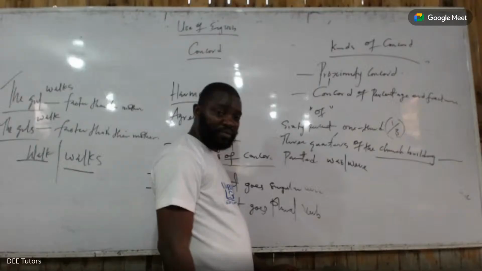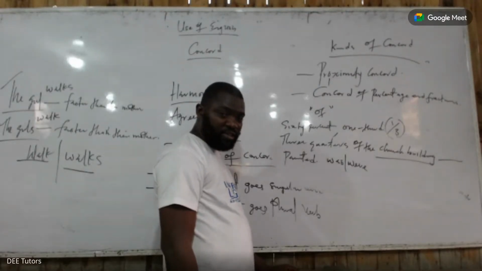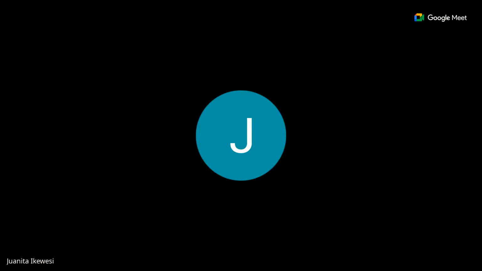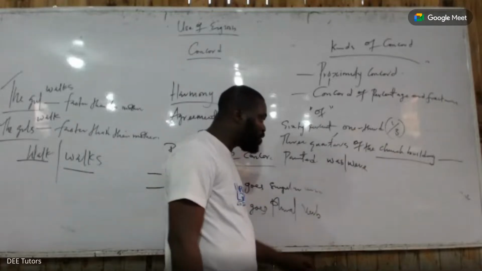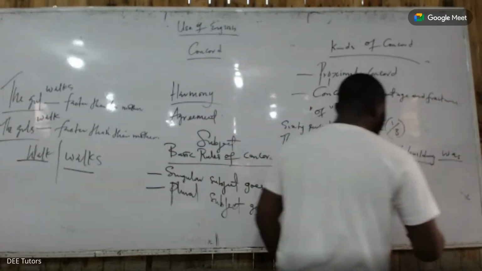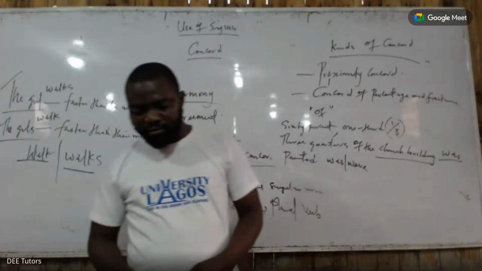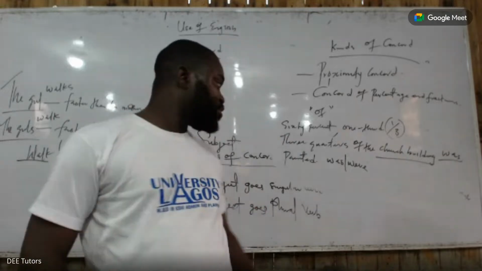Do you get me? Yes. Juanita, do you get me? Yes, sir. So 3/4 of the church building was what? Was painted. Why did you use "was"? Because the building is what? Singular.